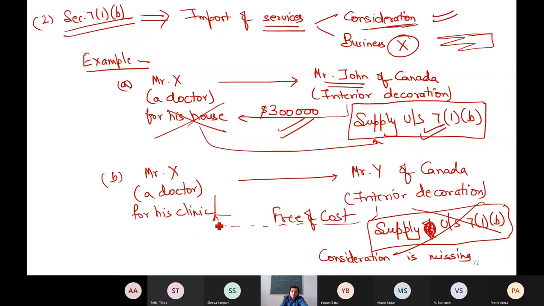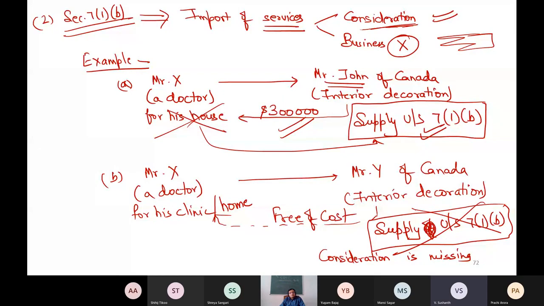Now, whether it is for his clinic or his home, that is of no use. It does not matter. The Act says it does not matter whether you are importing these services for your personal purpose or for business. That is none of the concern. Consideration must be there. Any doubt? These are the examples of 7(1)(b). Please ask me, otherwise I will proceed to the next point.